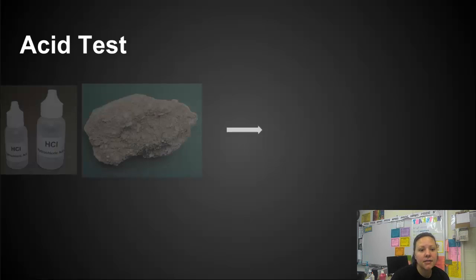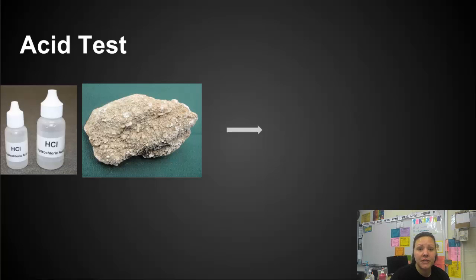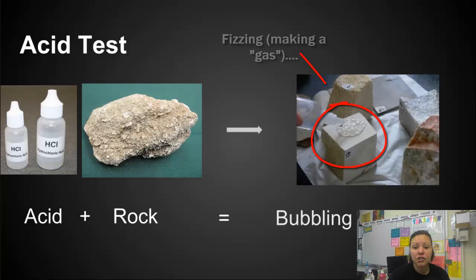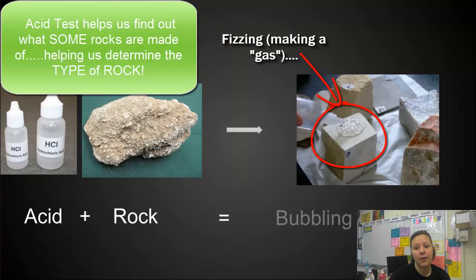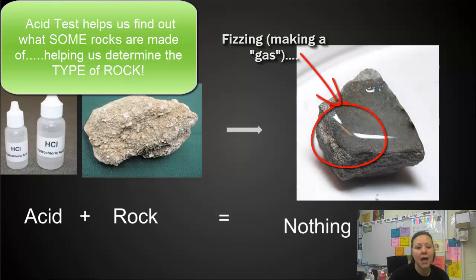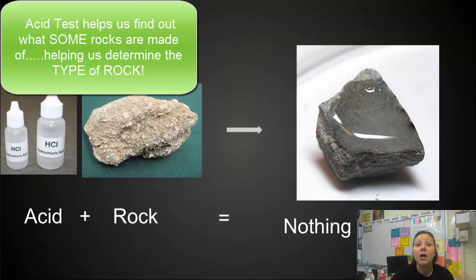Now the acid test, basically, we were taking hydrochloric acid and putting a drop on a rock, and we were taking a look to see what would happen. There are two possible responses. There was either fizzing, where you could see the actual fizzing, or you could see nothing happen. So you had two possible observations in our acid test. And I will tell you, that tells us a lot about the composition of a rock.